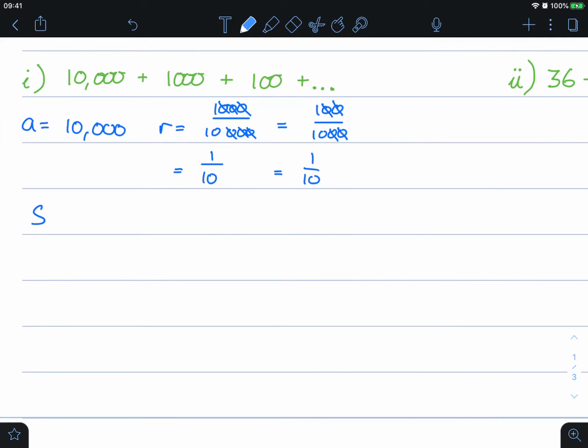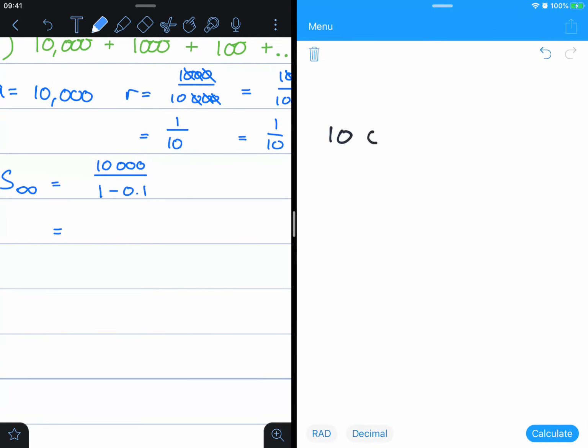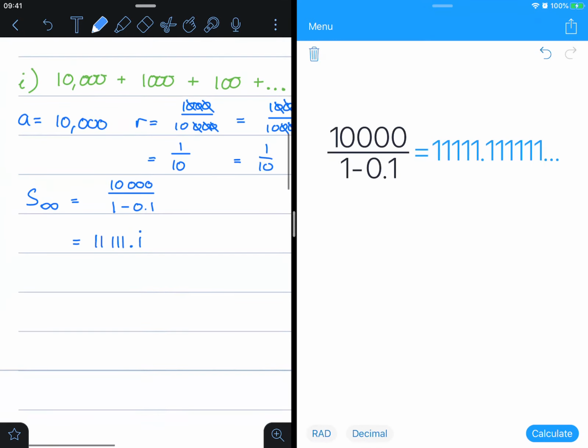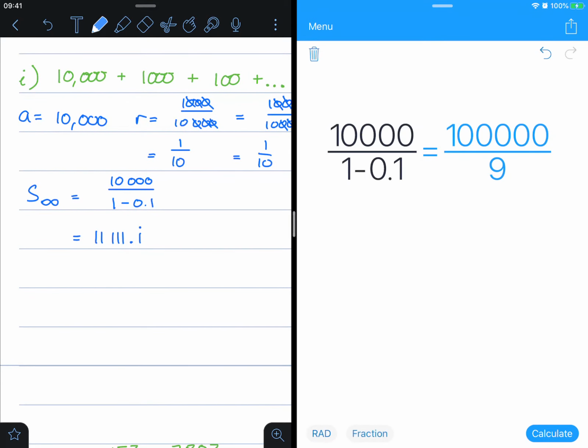To find the limiting sum S infinity, we get 10,000 divided by 1 minus, and we can leave the ratio as a decimal, 1 over 10 is 0.1. Straight into our calculator for this: 10,000 divided by 1 minus 0.1. We actually get a recurring decimal, 11,111.1 recurring. So there we have it. Or you can leave it as a fraction, which is 100,000 over 9.